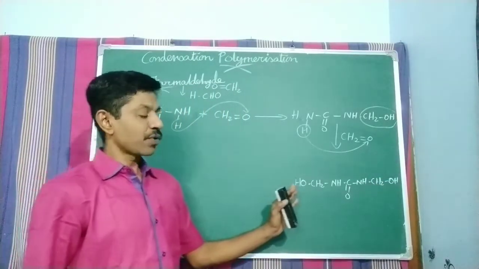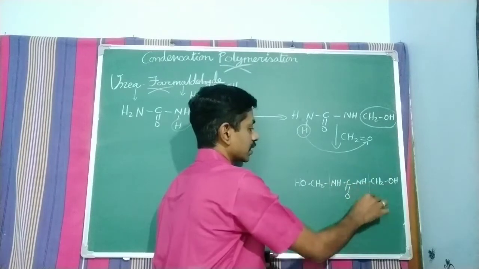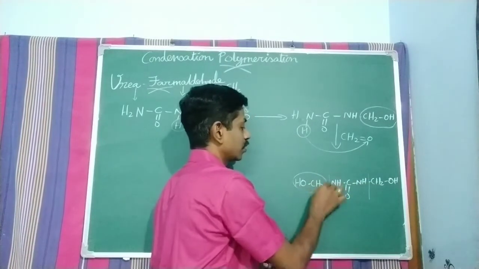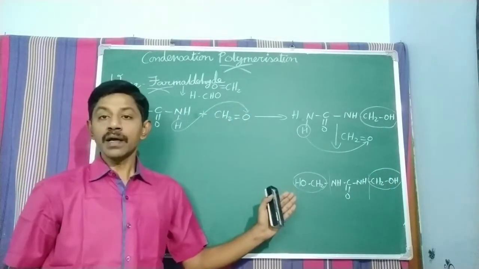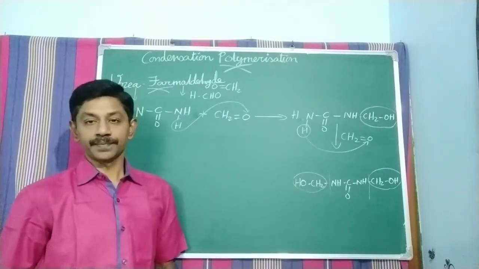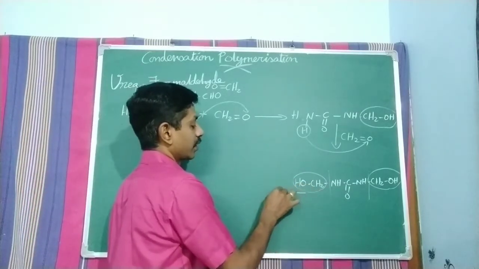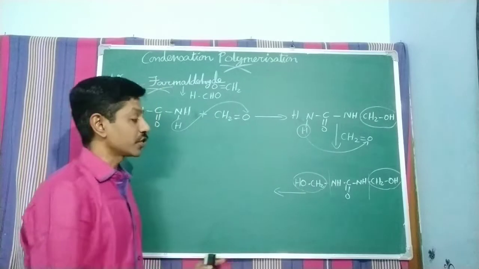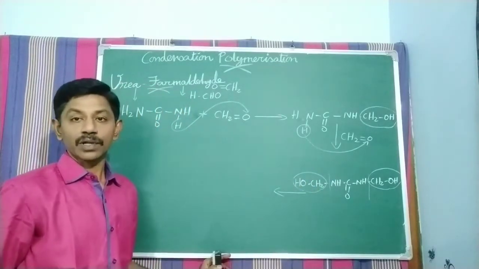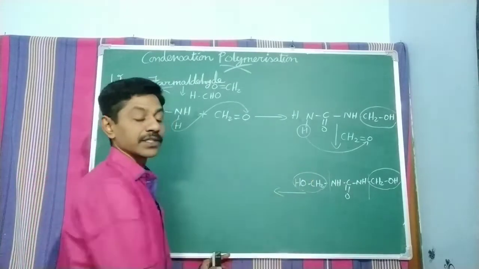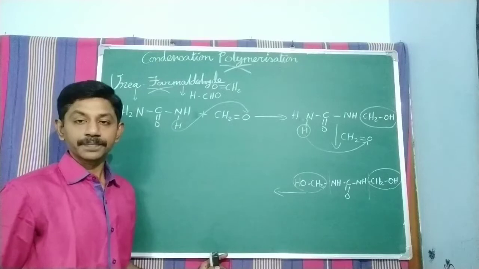If you closely watch the molecule, the urea molecule is at the center and it is having two methylol groups. That's why this is called urea dimethylol. The next step is an important step where it goes for condensation polymerization by the loss of water molecules in all directions. Thereby it will go for a cross-linked polymer.